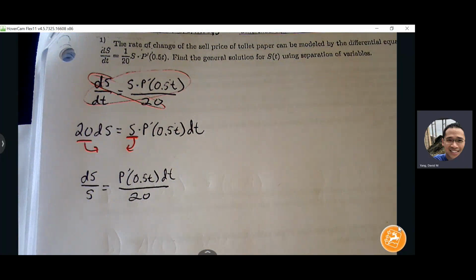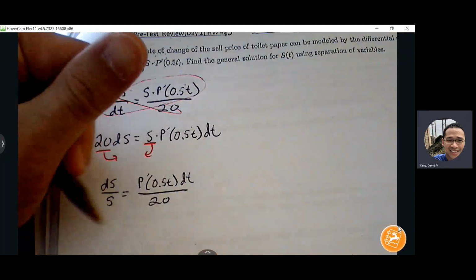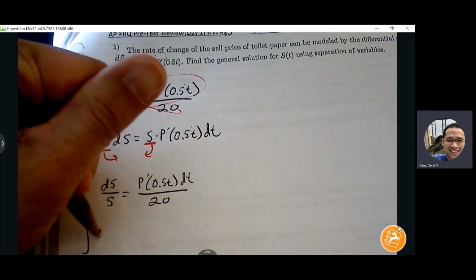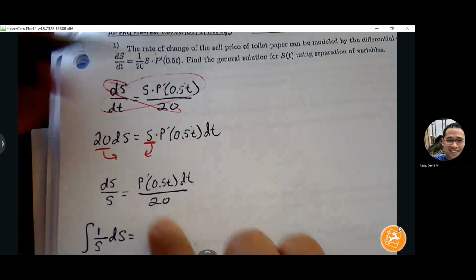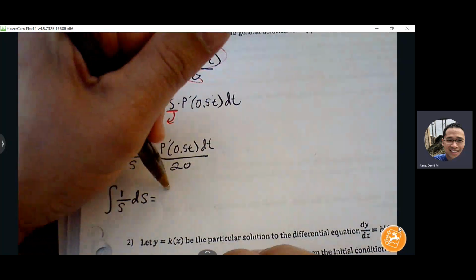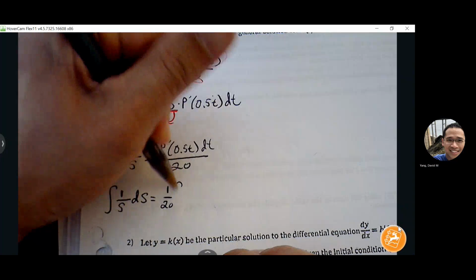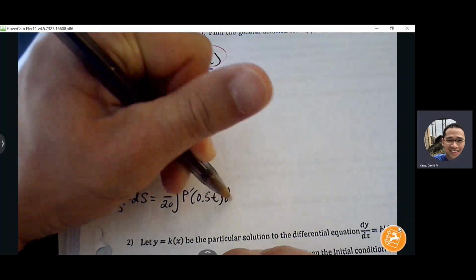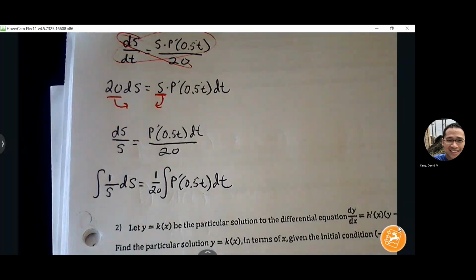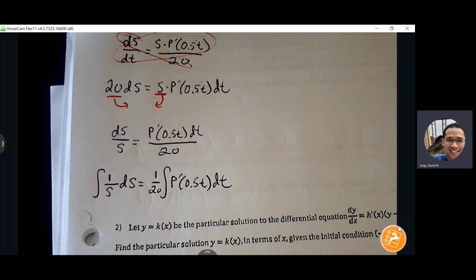Okay, I have full separation. So take the antiderivative. Let me rewrite it in the form that maybe feels more familiar. I can put that 20 out in front as 1/20th. Feels a little bit cleaner if I write it out this way. Okay, so left side, what rule can we use to apply that?